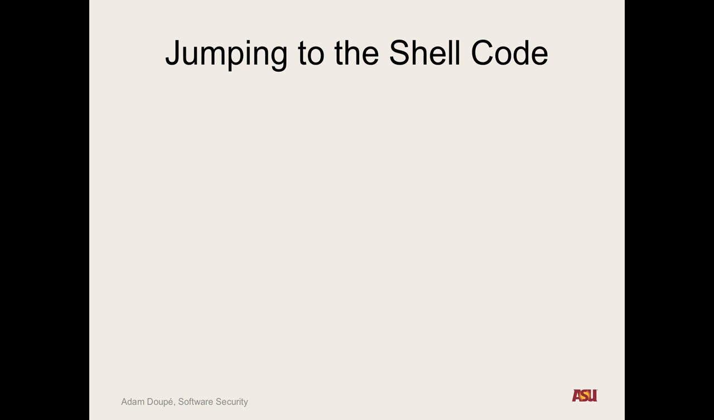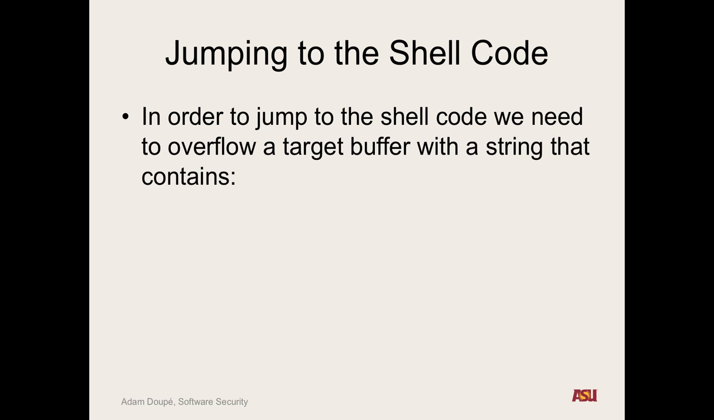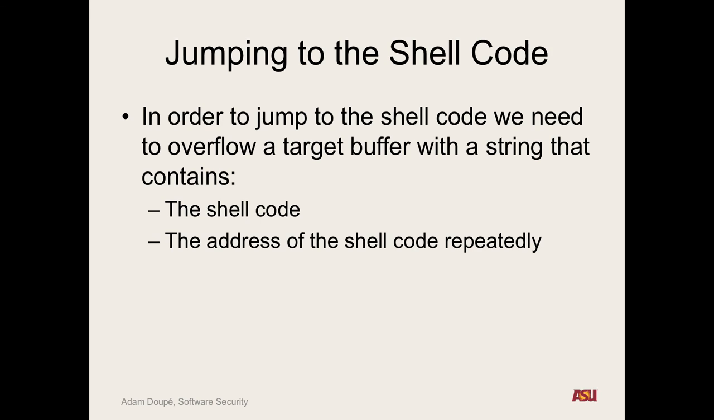Okay, so now we know how to craft that code, right? That shellcode we just created, we know if we start executing exactly at the start of that shellcode, we will get a shell. So what we want to do is overflow. We want to get the instruction pointer to point to the start of this buffer. In general, we're going to overflow with first the shellcode, and then the address of that shellcode repeatedly.